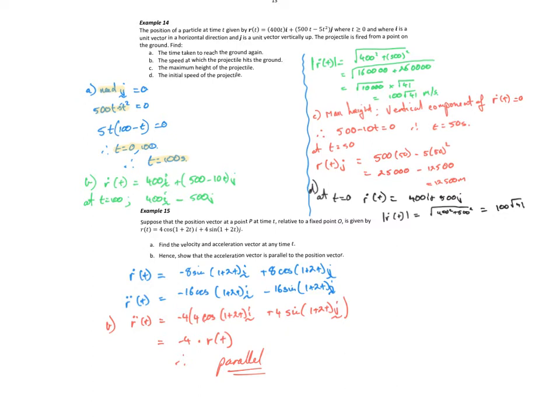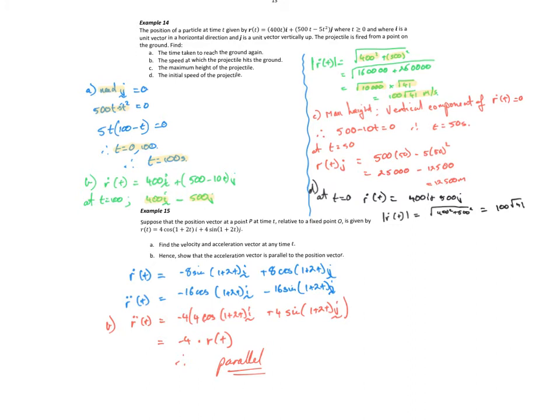At t equal to 100, I get the vector 400i minus 500j. Now the speed is the magnitude of that, so 400 squared plus 500 squared, square rooted. If we simplify, square root of 10,000 times square root of 41, so it's 100 root 41 meters per second. All right, so that's the magnitude of our speed, or the magnitude of our velocity.